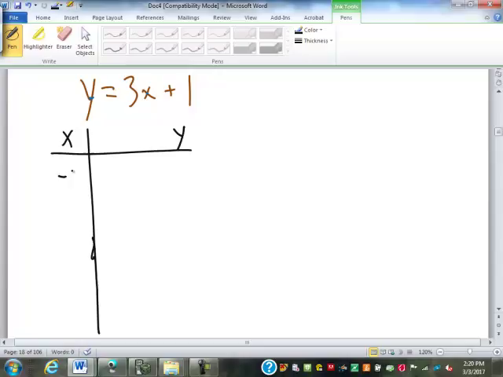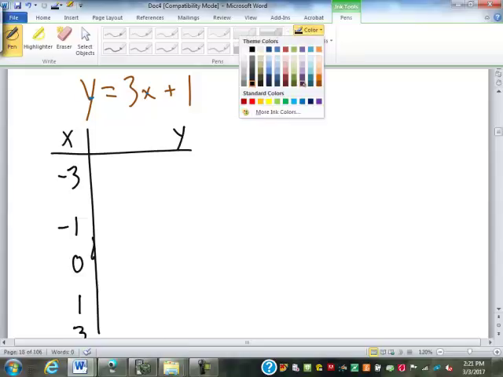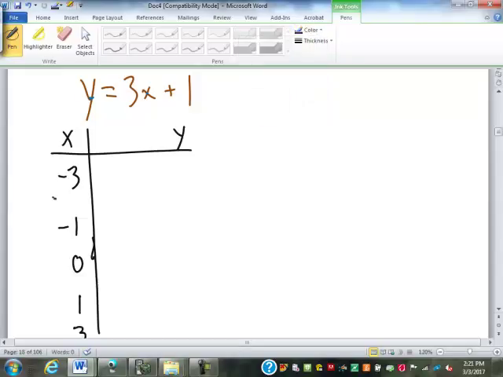So let's say I pick x to be -3. I'm just going to pick some values for x. I do -3, -1, 0, 1, and +3. The only reason I did that is I just want a variety of numbers scattered across a range. So now let's see, when x is -3, what does y have to be?